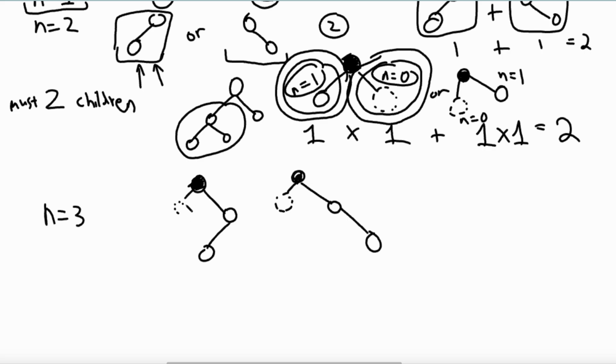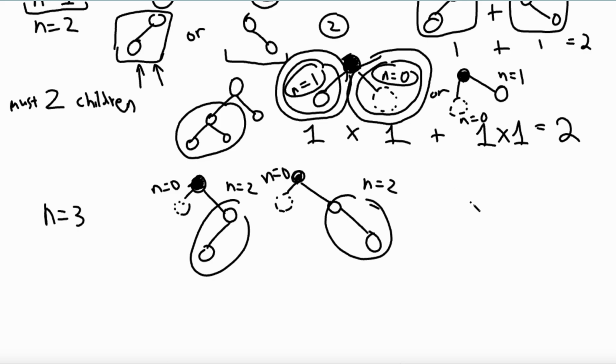Well, the left child is n is equal to 0. The right subtree is always the case of n is equal to 2. And what about the middle case? This is where n is equal to 1, n is equal to 1 for this subtree and this subtree.